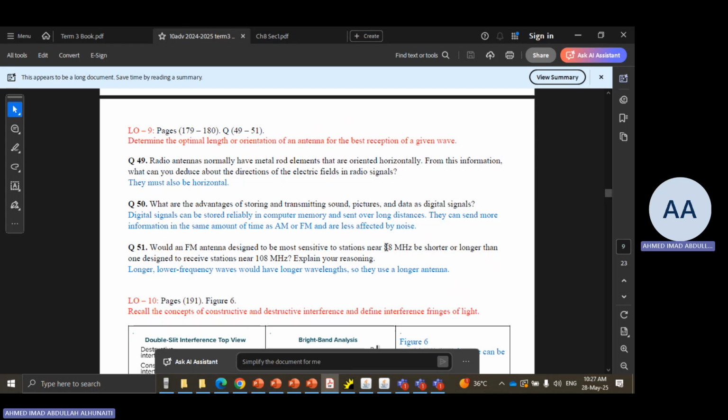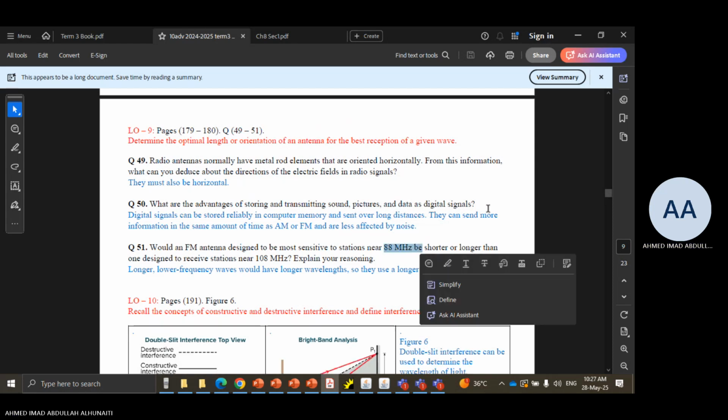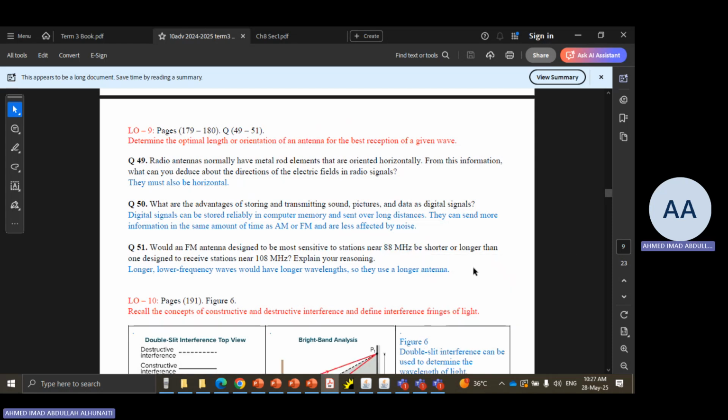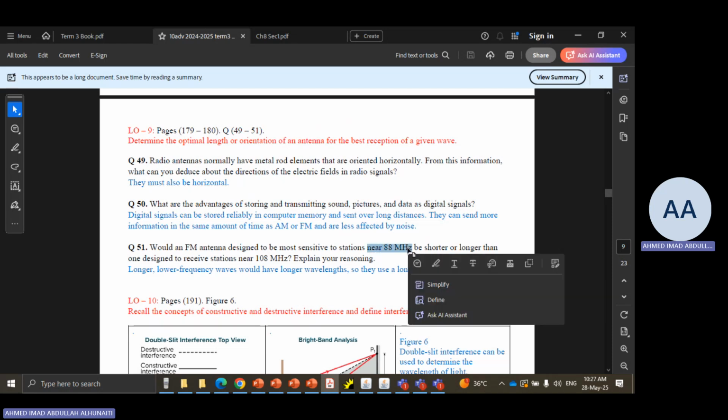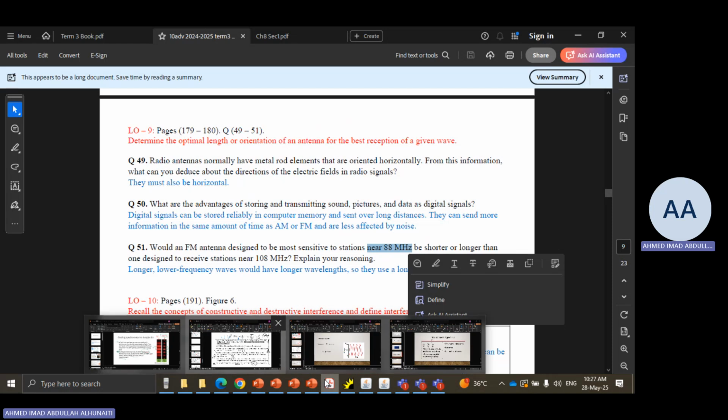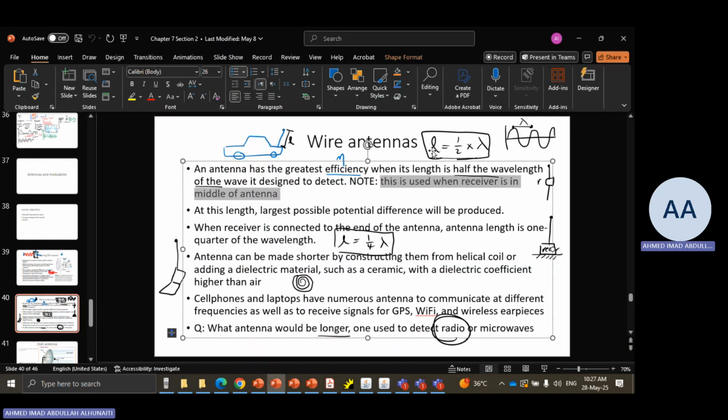Since it has a longer wavelength, this will have a longer wavelength than this. So which one would have a longer antenna? The one with the longer wavelength. So this would have a longer wavelength, meaning it would need a longer antenna. Again, where is this? This is right here. L is a function of wavelength. The longer the wavelength, the longer L, regardless where the receiver is placed. This is true for both designs.